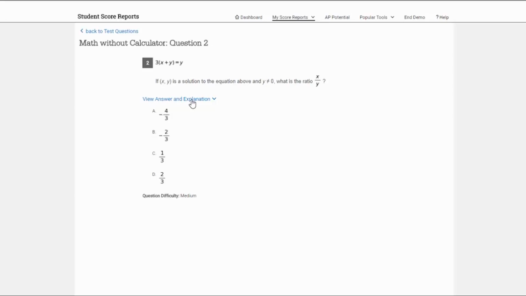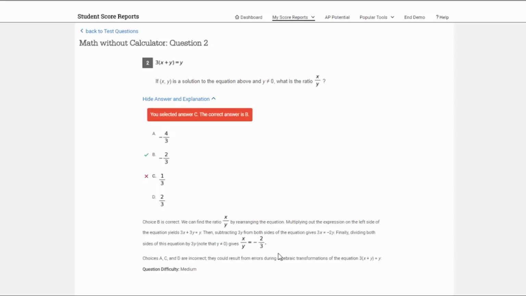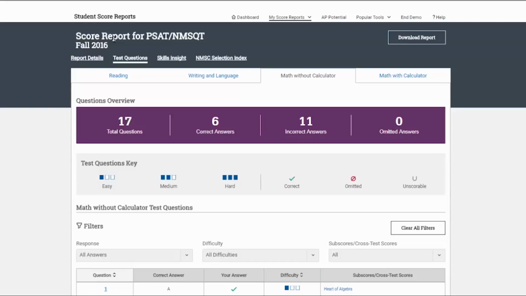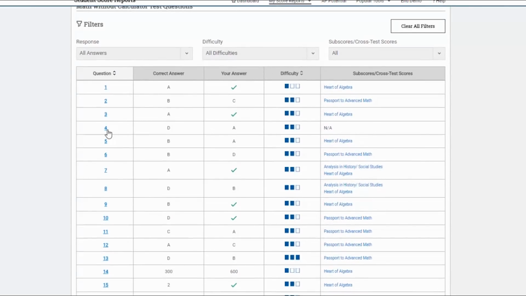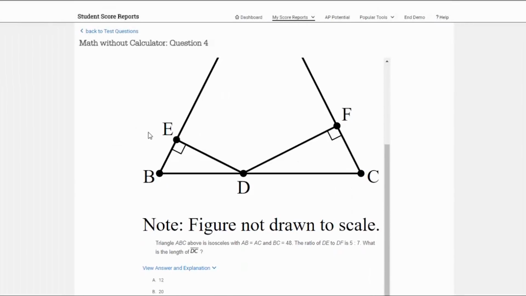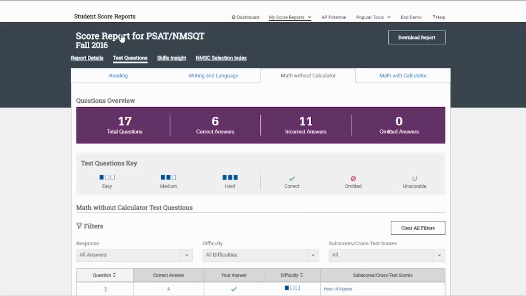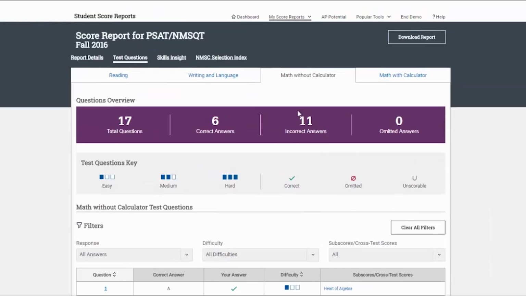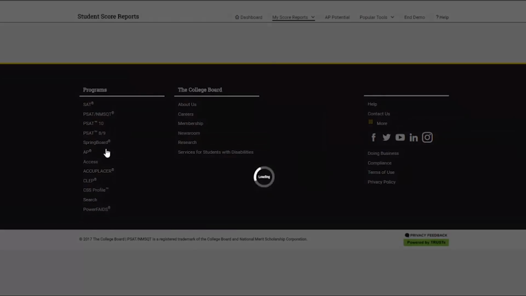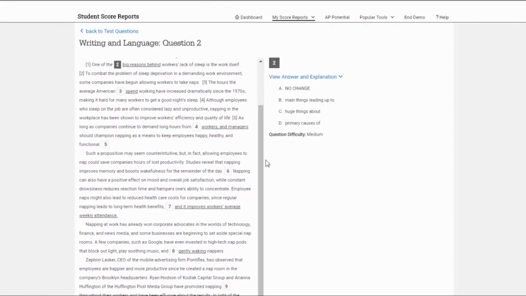When you're ready, all you have to do is click and you'll see that explanation for how to solve the problem. I really can't adequately explain how cool this feature is and what a useful tool it is for students to improve their scores, whether they're working with an instructor or doing this on their own. This is a treasure trove of information and just a fantastic tool to help you improve.